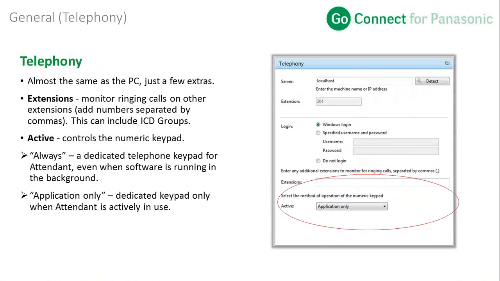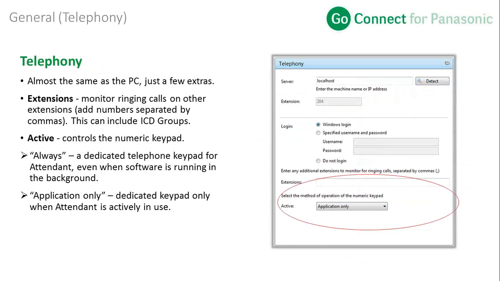You can put a comma-separated list of extensions in there that basically allow you to monitor any calls that are coming in for other extensions on your site or in the office. This includes the ICD call groups. This basically means that if you've got somebody using the attendant that wants to know that the Chief Executive's phone is also ringing, then you can have the Chief Executive's extension number in here, and the window with the GoConnect attendant will respond accordingly when a call comes in to the Chief Executive, that kind of thing.